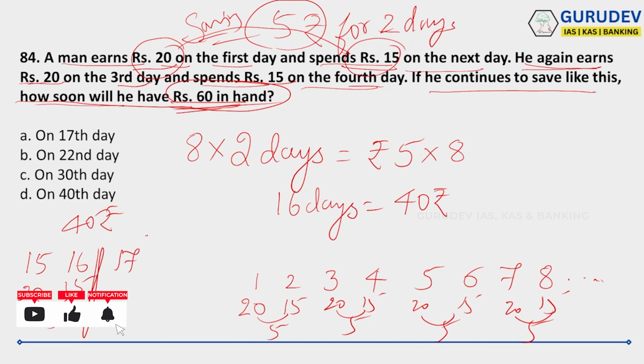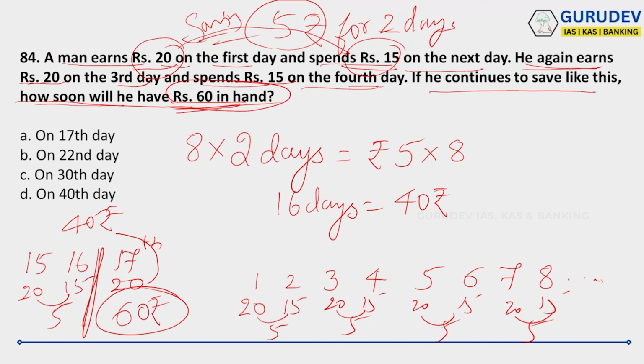On the 17th day, is he earning 20 rupees? Yes. If you add this 20 rupees to this, in his hand, what will be the amount? 60 rupees. So the next day he is earning how much? On the 17th day he is earning 20 rupees. So in his hand the amount is 60 rupees. So option number A will be the right answer. Is it clear?